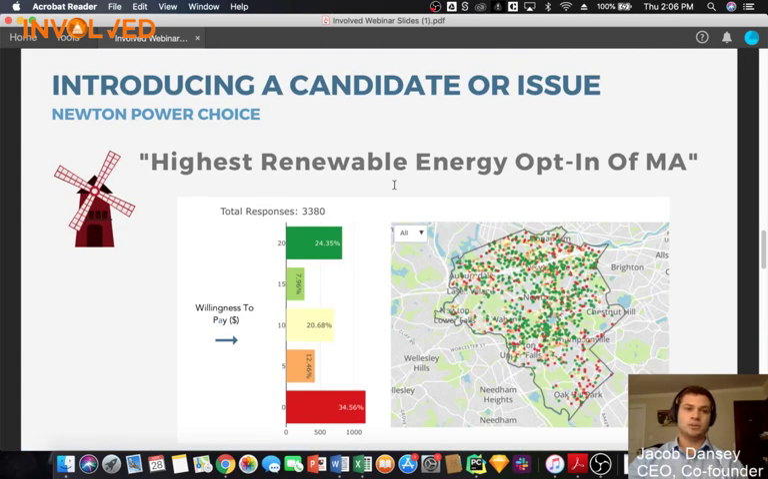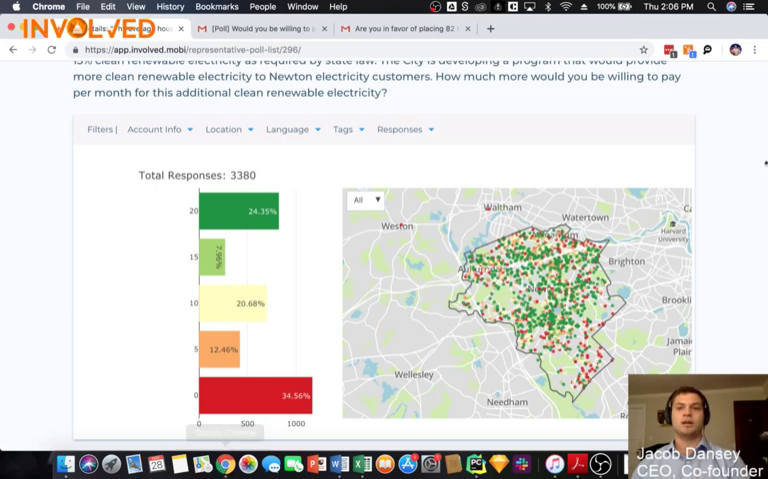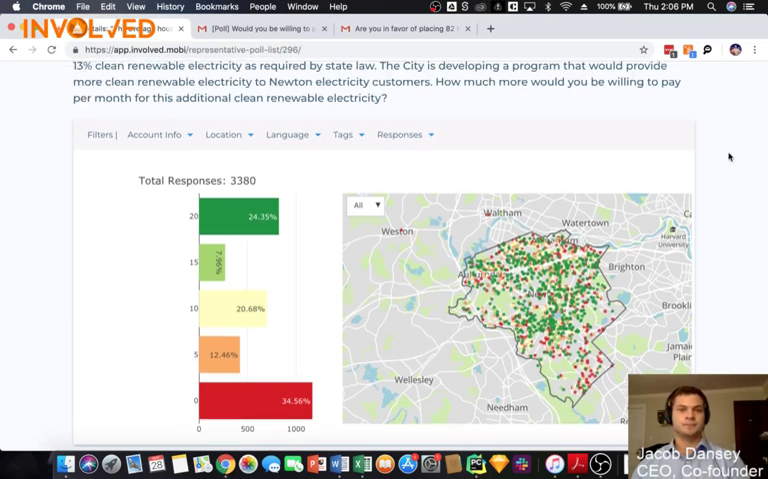So the first issue, introducing a candidate or issue, this was a project we worked on with the City of Newton, where they're introducing Newton Power Choice, which is adding additional renewable energy into the city's electricity supply and allowing citizens the opportunity to opt up to additional renewable electricity. So I'm actually going to use this as an example and switch over to our dashboard here.